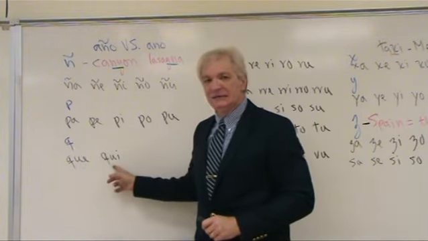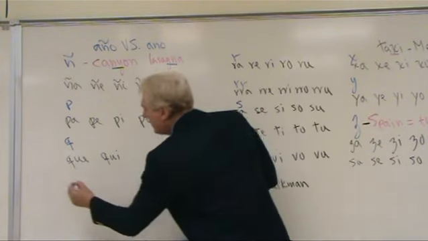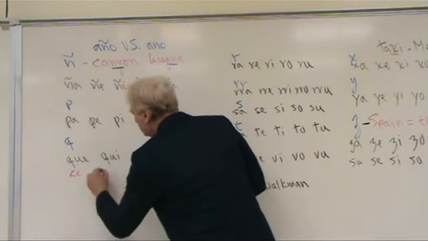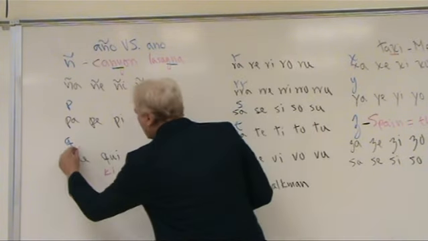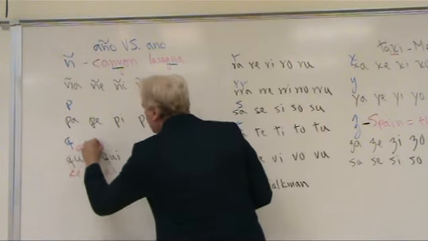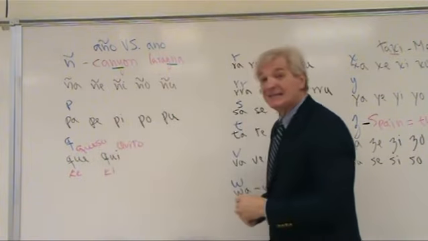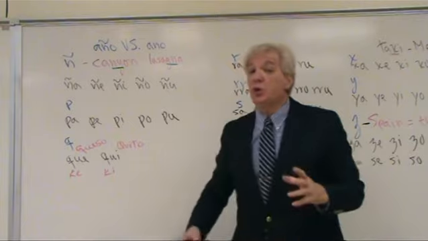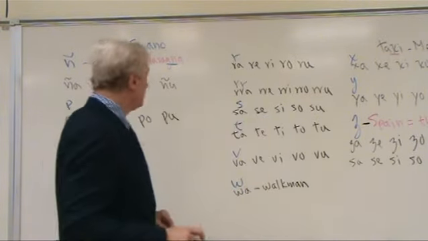Okay? Now the Q sound only appears in two syllables. Que and ki. It would be in English something like this: que, ki. As in the word queso or the word quito. That's the only use for the letter Q that we have. Que, ki, queso, quito. That's it, nothing else.